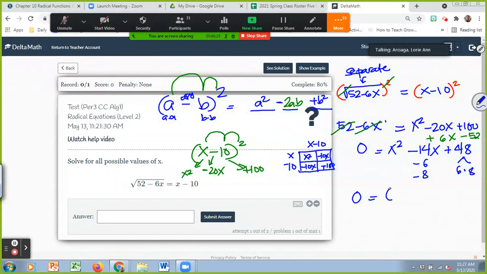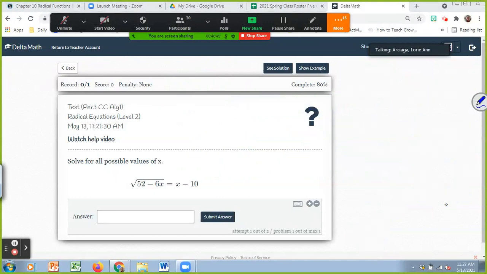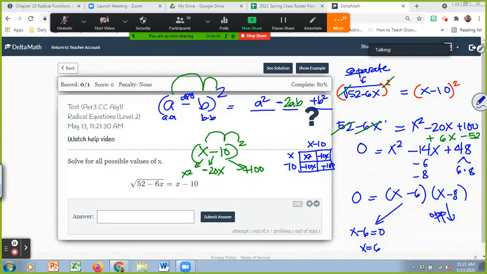How do you factor? X minus the 6 and then x minus the 8. Okay, so then you get the opposite of each one. X minus 6 is equal to 0, so x is equal to 6. If you know the shortcut, just get the opposite. Yeah. So this is negative 8. You take it out of the parentheses, so x is equal to 8.